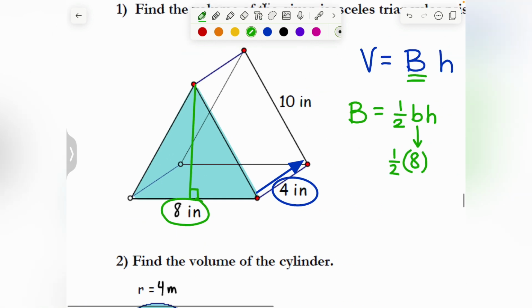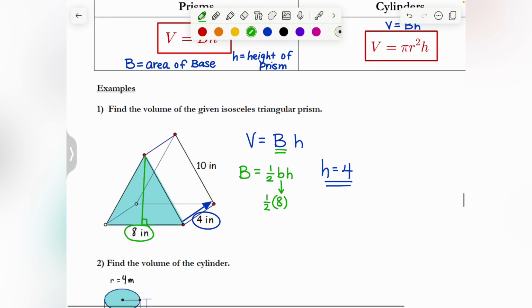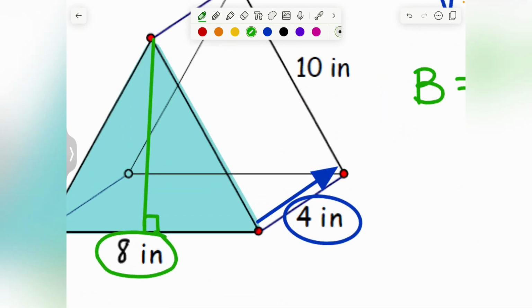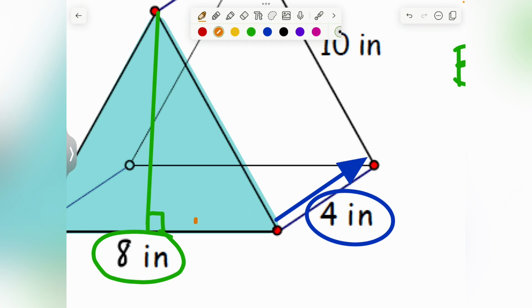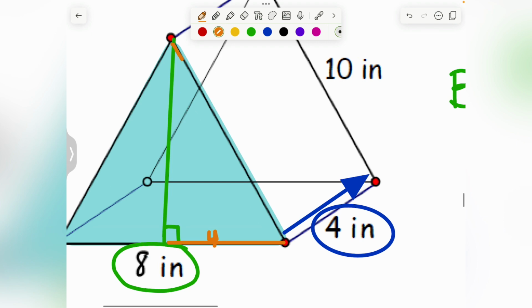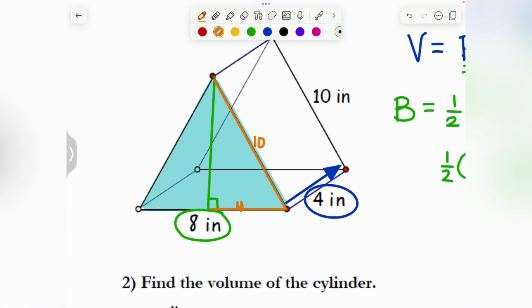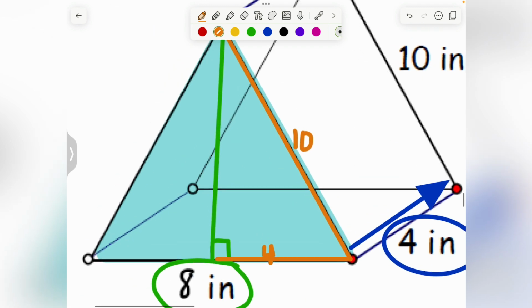And unfortunately for us, this doesn't come out so nice. This is an isosceles triangular prism. So I do know that this length is 4. I know that this length is 10, and this is not a triple. So we are going to have to use Pythagorean theorem.